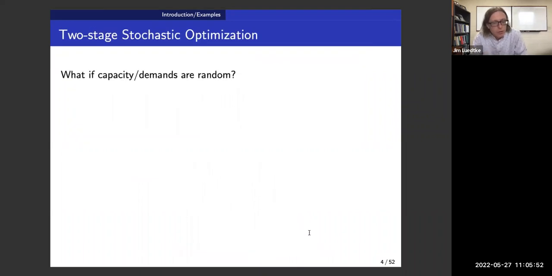Now, in stochastic programming, we think about things that might be uncertain. In particular in this application, the demand certainly might be uncertain, and also the capacities could be uncertain.